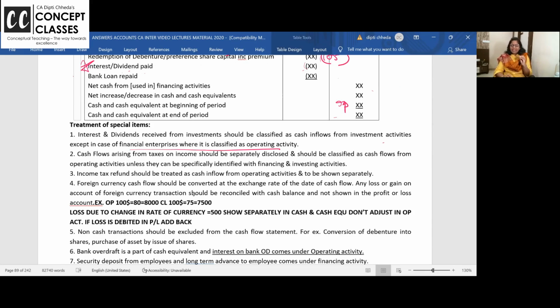For banks, interest and dividend is the major income. Cash flow arising from taxes on income should be separately disclosed, and वो तो I told you, income tax paid को अलग से आपको बताना है. Income tax refund is also an inflow, but separately. Operating activities after working capital के बाद income tax paid outflow, income tax refund inflow.